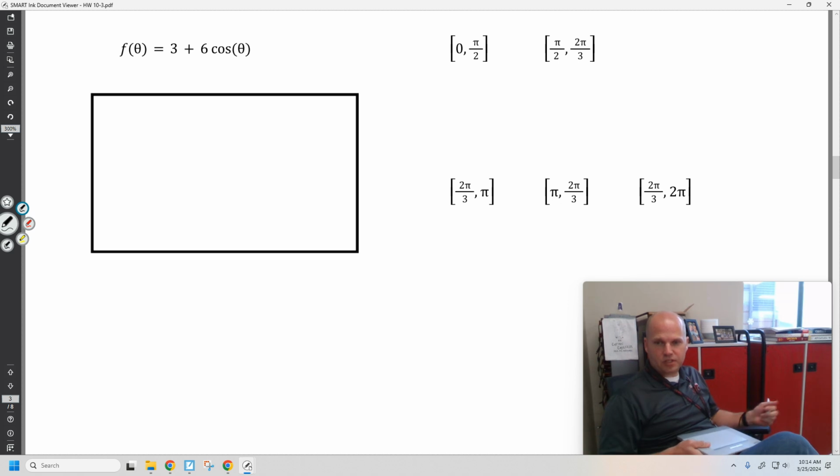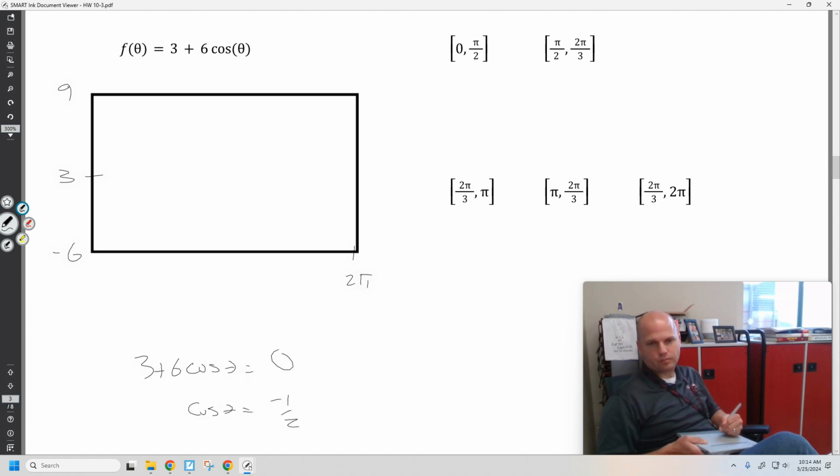For the other ones, it helps to have the graph. We have our midline, our amplitude, one period, and our zeros. The zeros are going to be when 3 plus 6 cos theta equals 0. We're going to see that at the pi over 3s, again 2 pi over 3 and 4 pi over 3. We're going to have our zeros.